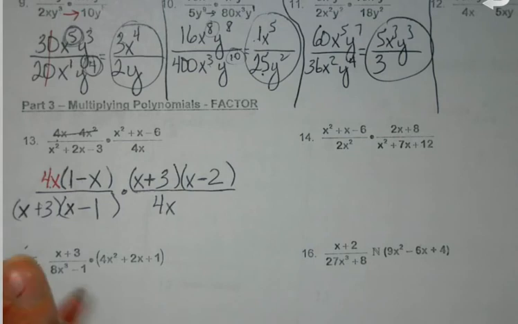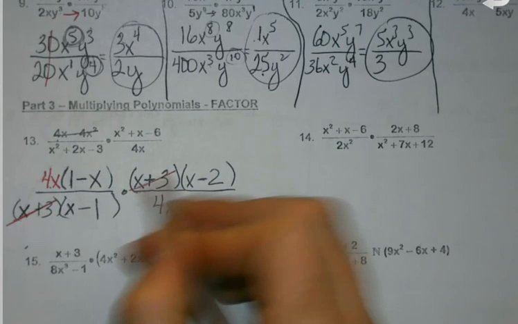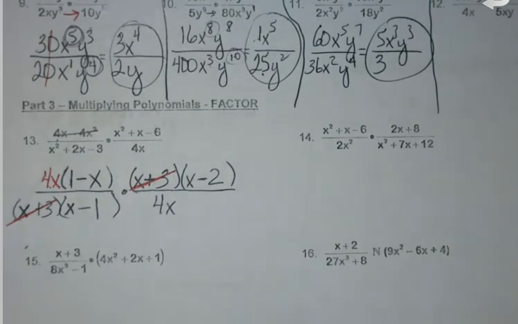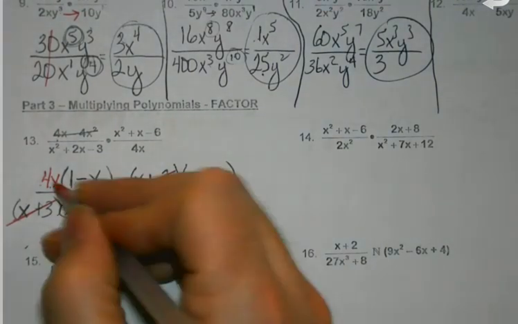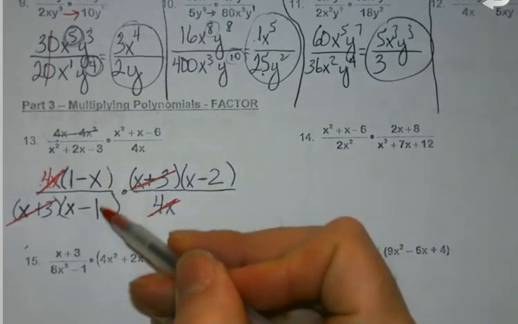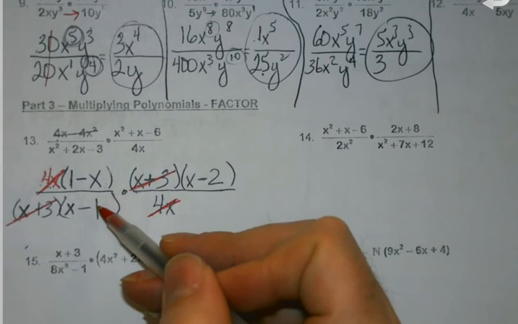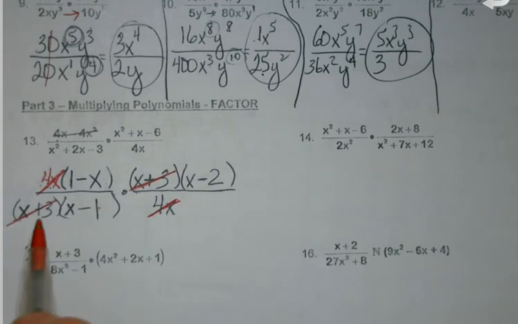Now here's where we've got to be a little bit careful. I see right away, I've got an x plus 3 working. Okay, those can go away. I see right away that I have a 4x and a 4x. Okay, those can go away. Here's where my question lies. Are those the same? No, not yet. We're like, what do you mean not yet?